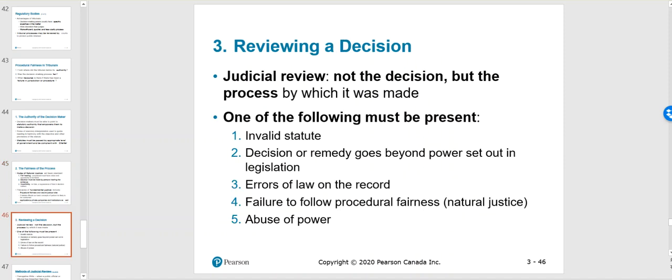When the courts review the decision made by those tribunals or regulatory bodies, they will mostly, as I said, review the process, not the merits itself. Very, very few exceptions in which the merits, the decision, may be reviewed. Why will they review? They will review if they find that the statute that gave authority to that body is invalid, or the remedy or the decision goes beyond the power, if there were errors of law, if there was abuse of power, partiality. So they may review.